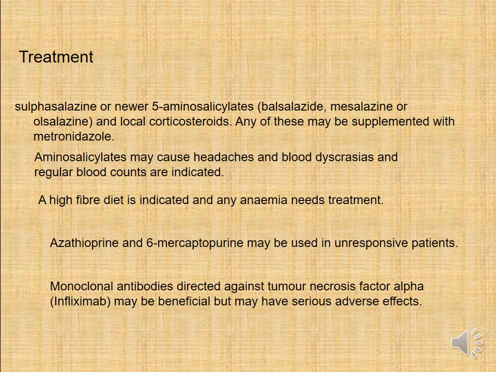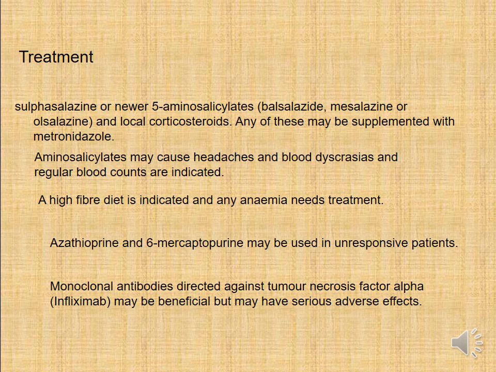The treatment plan: the first medication is sulfasalazine or a newer 5-aminosalicylate, such as mesalazine or olsalazine, and local steroid therapy. Any of these may be supplemented with metronidazole as an antimicrobial agent. Aminosalicylate may cause headache and blood count decreases, and regular blood counts are indicated. A high fiber diet is indicated if there is constipation, and you must treat any type of anemia.